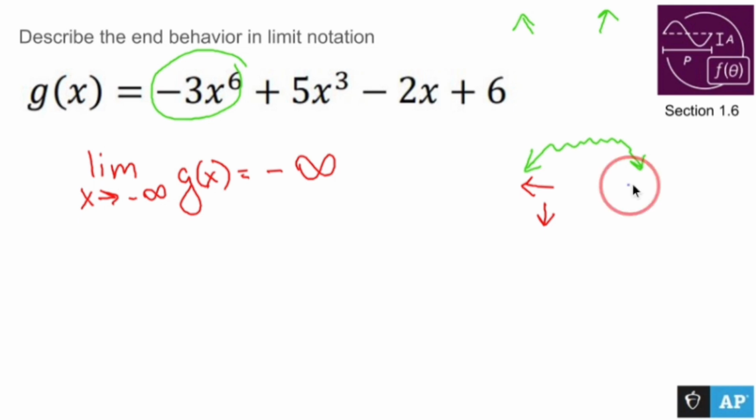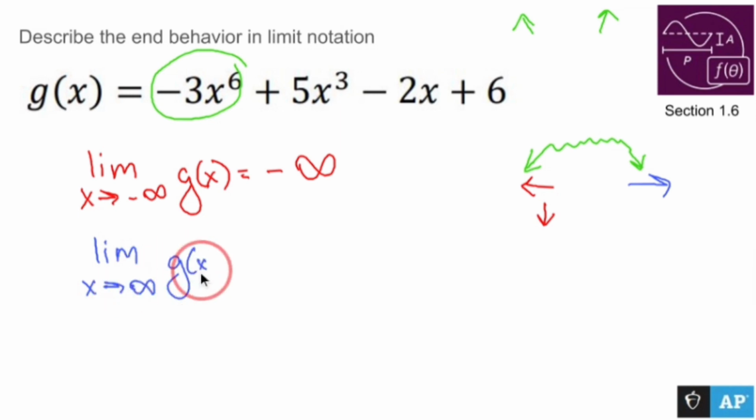Now, as I move to the right, I'm going to word that as the limit as x approaches positive infinity. And what's happening to g of x as I do that? Well, I'm also going down, which means I'm also heading towards negative infinity. All right, so the trick is you look at your leading term. You look at if it's positive or negative, and you look at if it's even or odd. And since this is even, negative leading coefficient, we go down, both of them are negative infinity.